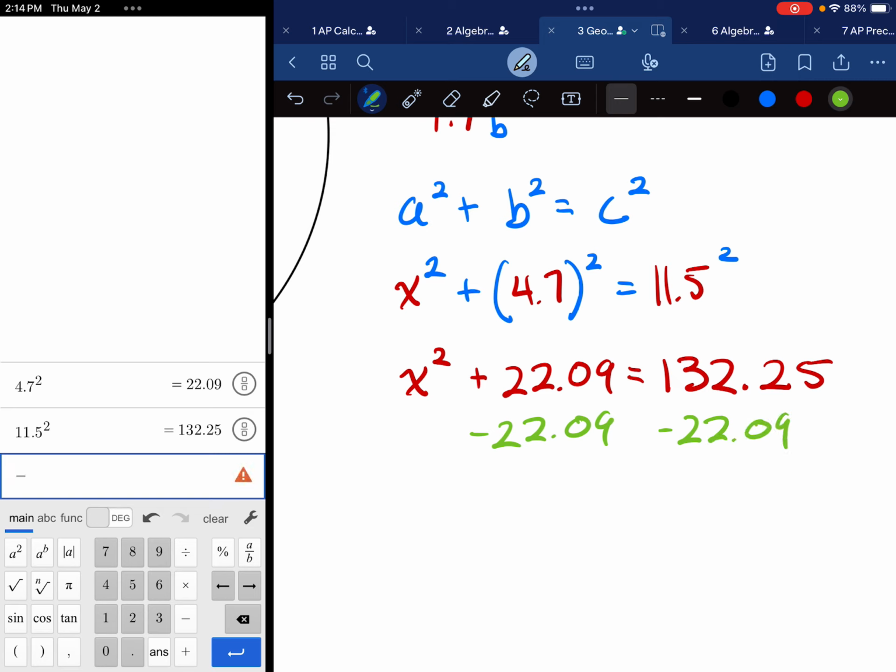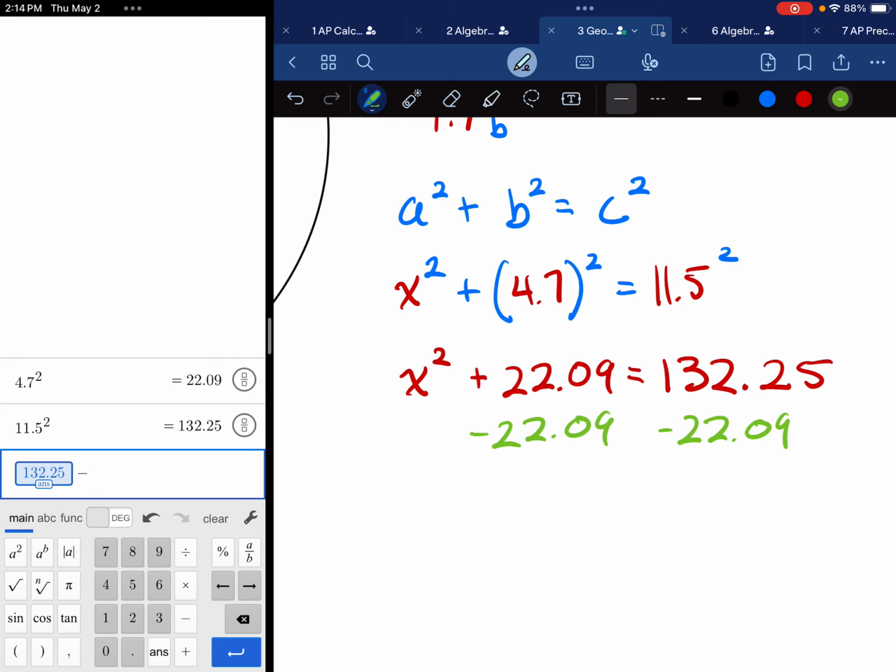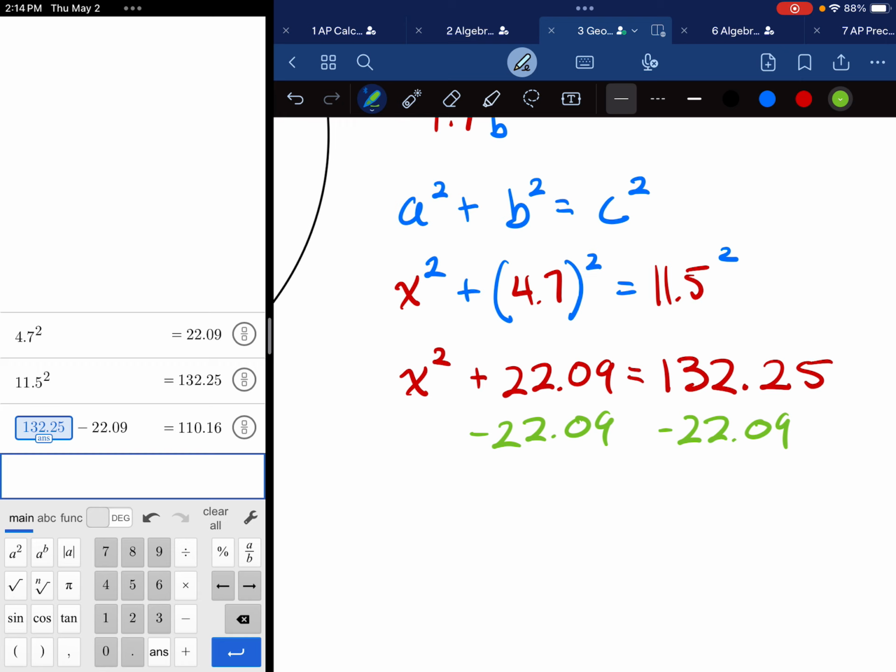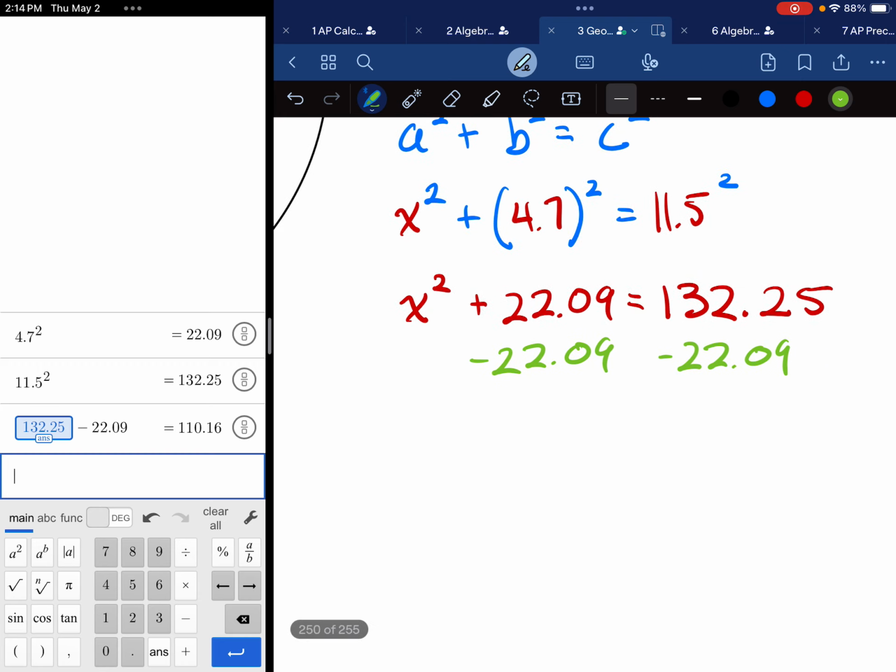So I can do answer, subtract 22.09. And we can say that now that will make it so that x squared, because these two cancel, right? x squared is now equal to 110.16. And then from here, I need to get rid of this pesky power of 2.